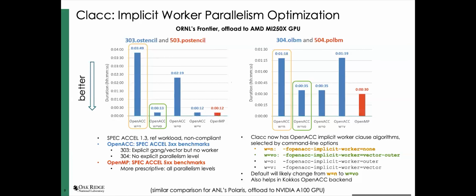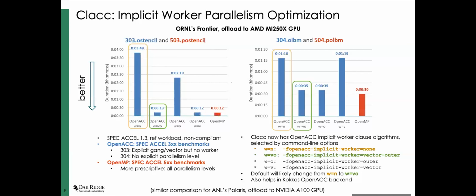In contrast, Clacc translates vector parallelism to OpenMP's SIMD parallelism, which has historically had little effect on GPUs under Clang's OpenMP implementation. To address both of these issues, Clacc now supports multiple algorithms for implicitly adding worker parallelism to loop nests in OpenACC applications. While the algorithm that produces the best performance varies across SPEC ACCEL's OpenACC benchmarks, we have identified one algorithm that so far always produces performance that is competitive with the OpenMP benchmarks. In this slide, those results are circled in green.